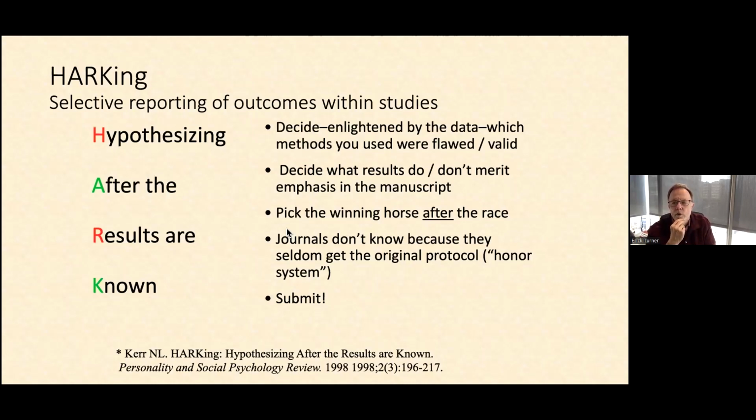So a journal probably doesn't have a way of checking that unless they get the original protocol. And so it very much is handled by the honor system. Now, there's an exception to this. Journals could know. Again, they could ask for the original protocols, and there are a few journals that have recently started asking for that. An even simpler way is to check clinicaltrials.gov and see the registration step.